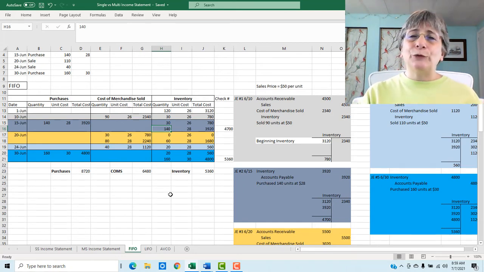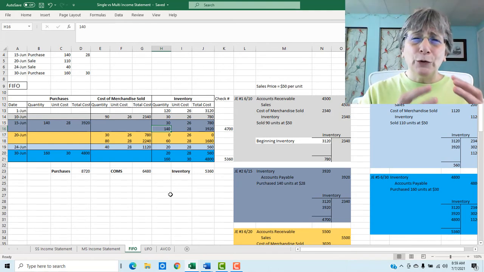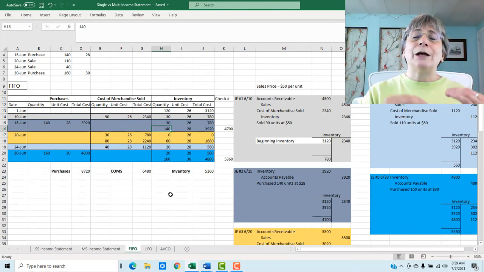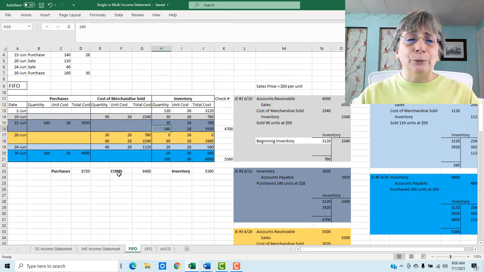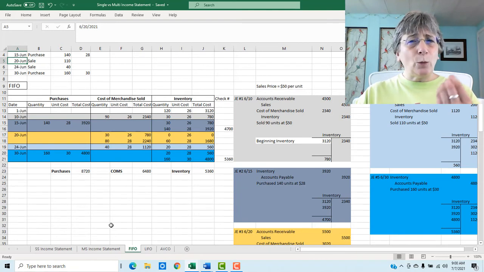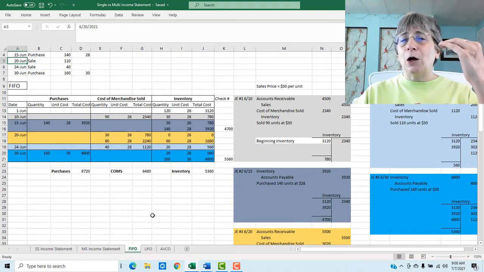Now to do these types of exercises, you're going to find that the most important thing is staying organized. You've got to bring things down in exactly the same way each time, because that's going to determine which units we sell next. And we're going to sell some units. So on June 20th, we're going to sell 110 units, and we've got to determine what the cost of those units is that we're assigning. First in, first out means that we're going to sell our oldest units first.